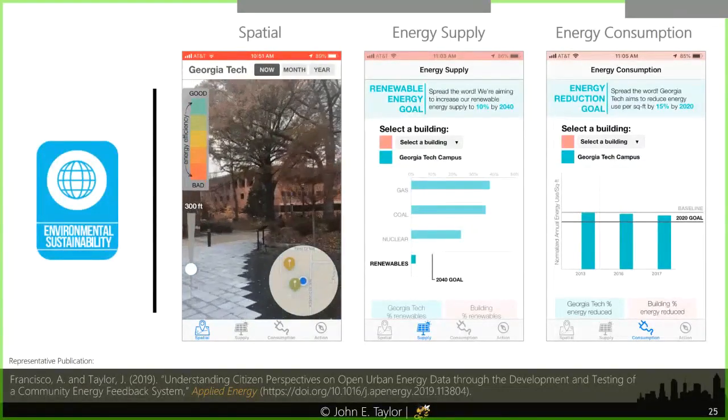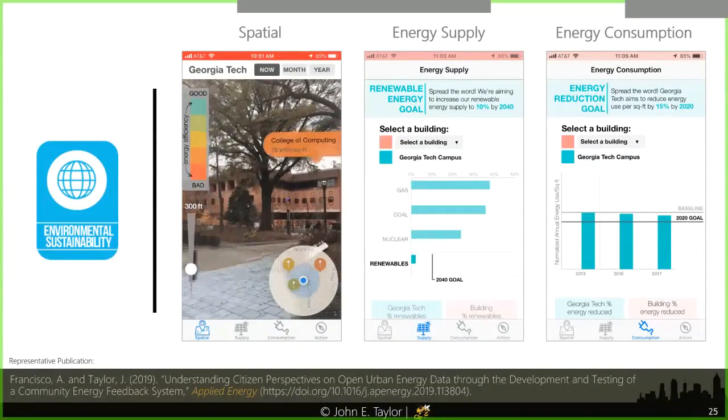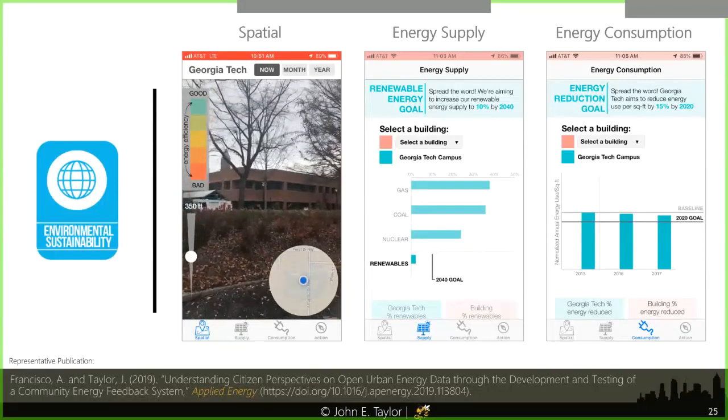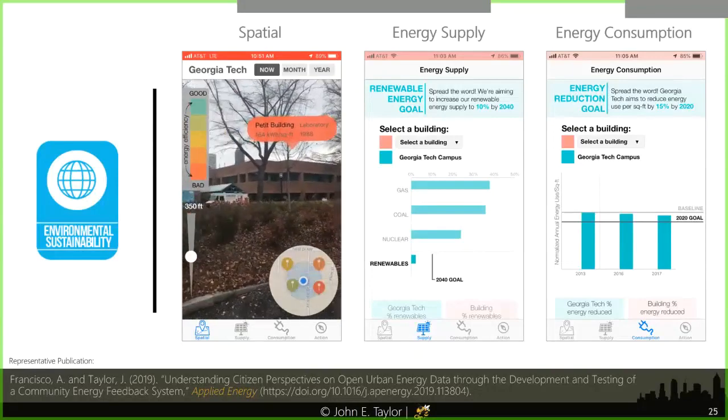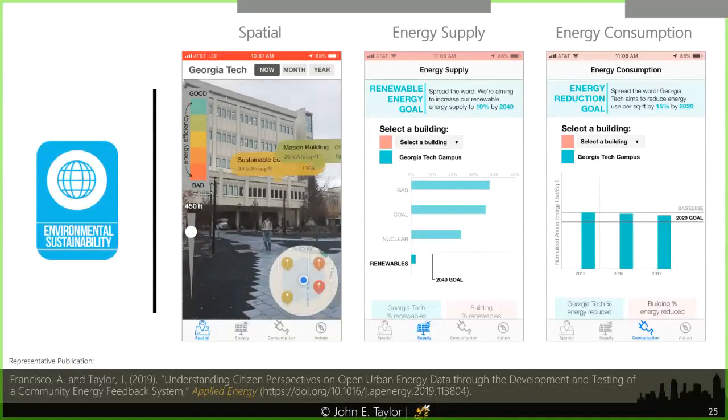When they get within 300 feet of a building, an icon pops up, and you see the College of Computing icon popped up there. The color of the icon indicates the relative energy consumption of that building compared to other buildings of its same type. And on the bottom, you can see a map of which buildings you're seeing and a summary of the relative energy use of those buildings.